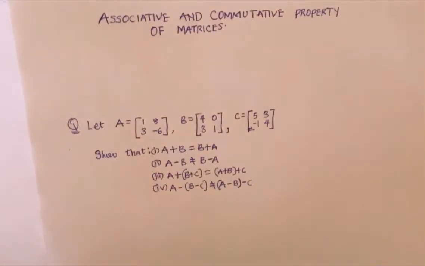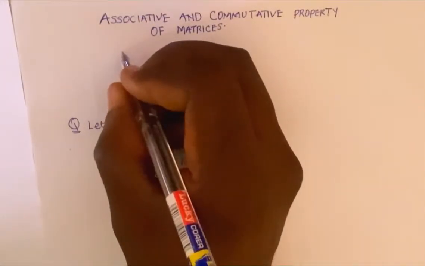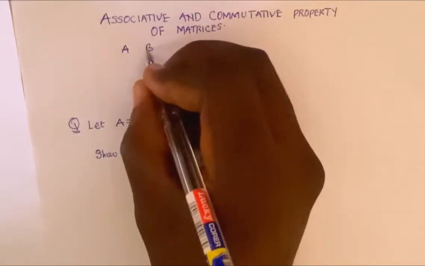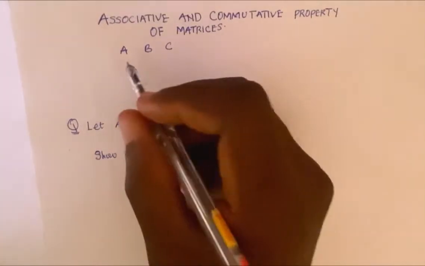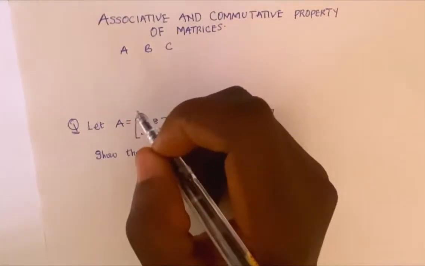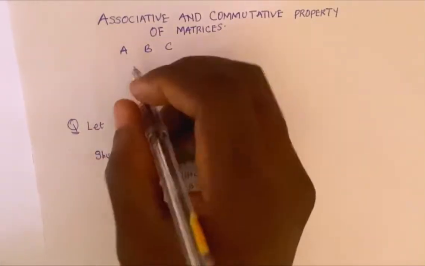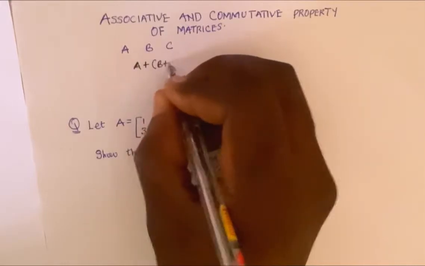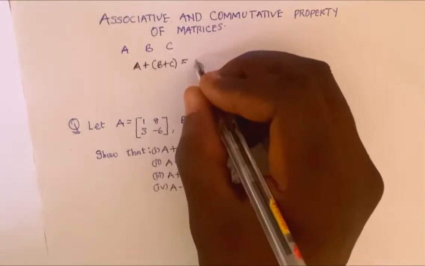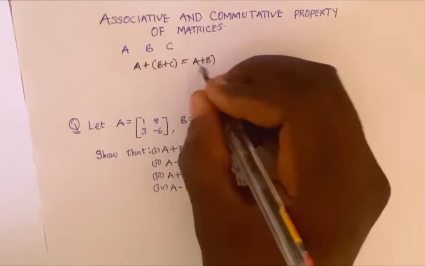In this video, I'll be talking about the associative and commutative property of matrices. So, as far as the associative property is concerned, let's say we are given A, B, and C, and we are asked to find the associative property of A, B, and C. It's going to be in the form of A plus (B plus C) equals (A plus B) plus C.